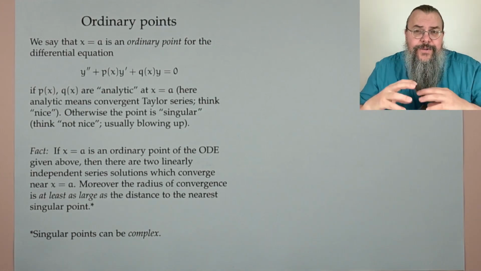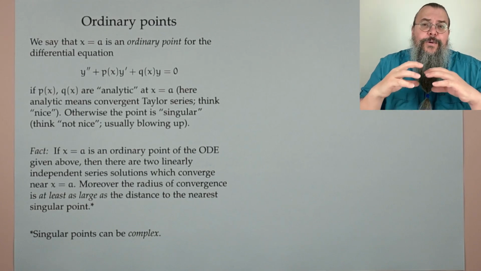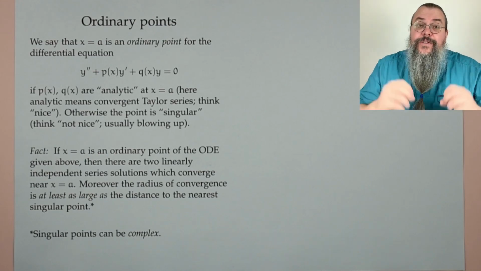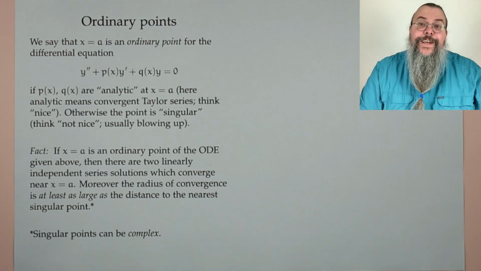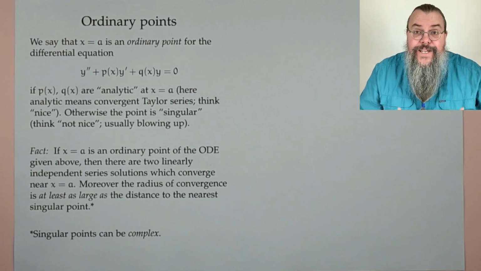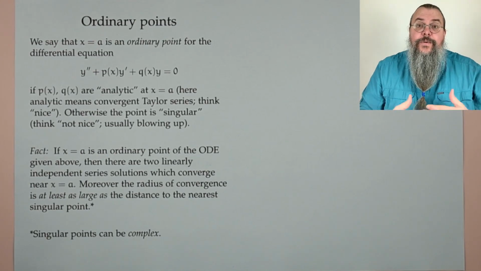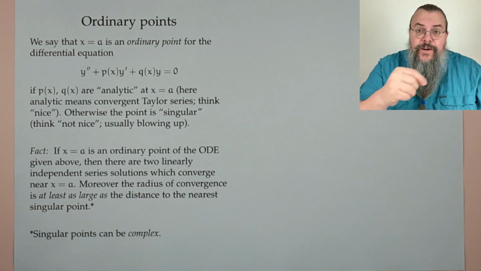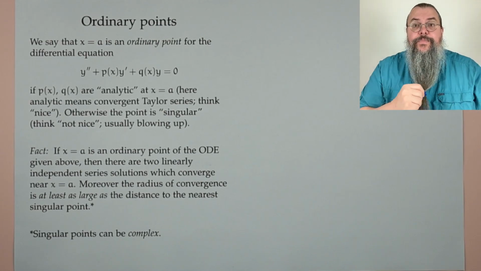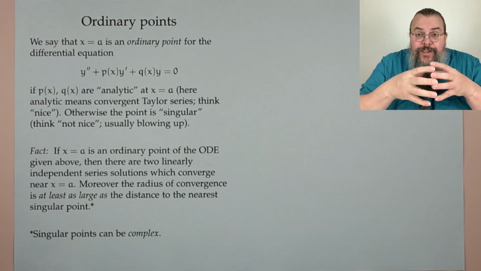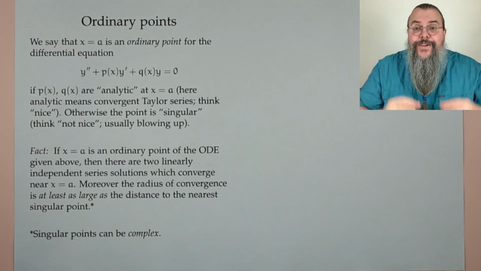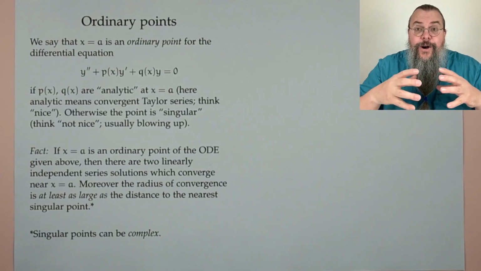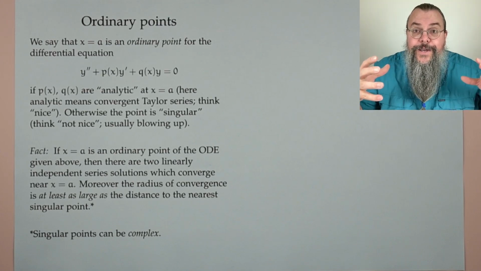Now, it's not so important about ordinary points. What's important are the non-ordinary points, which are called singular. So those are not nice, and that's where things start to break down. And so what's true? Well, what's true is if we're at an ordinary point, then our series solution works nearby. How near? You keep going until you hit your singular point. What if there is no singular point? Then it goes all the way.